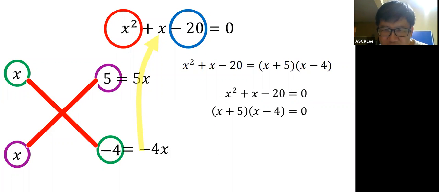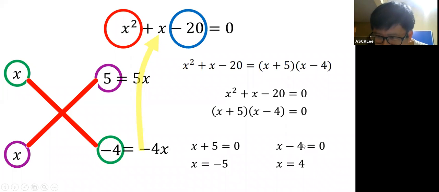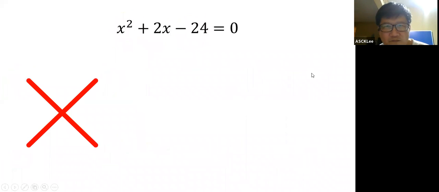So here x plus 5 equals 0, so x equals minus 5. x minus 4 equals 0 also, and so x equals 4. And these two things here, x equals minus 5 and x equals 4, these are our solutions. We have arrived at our solutions.